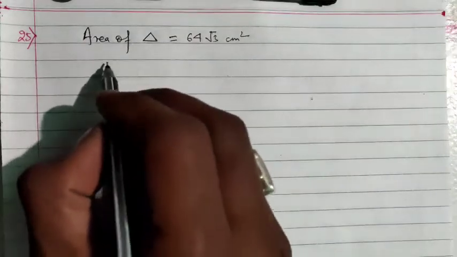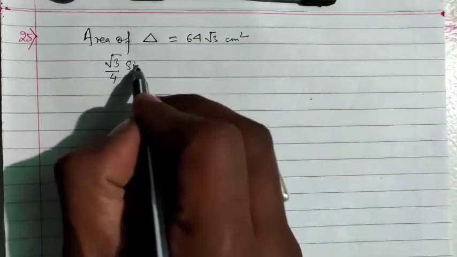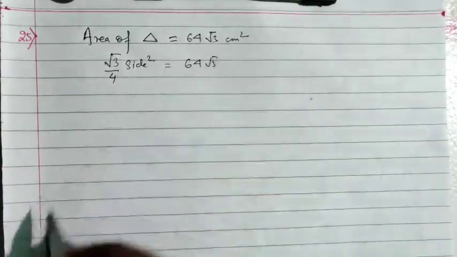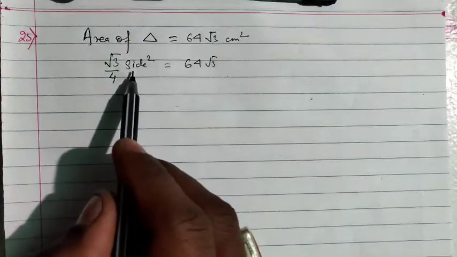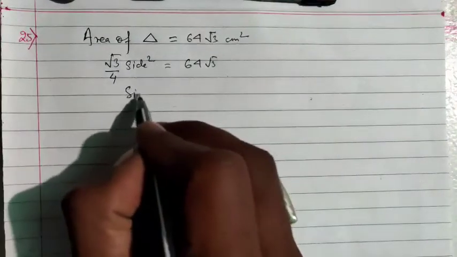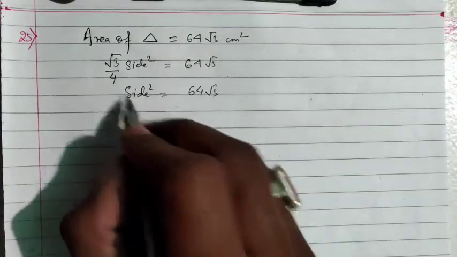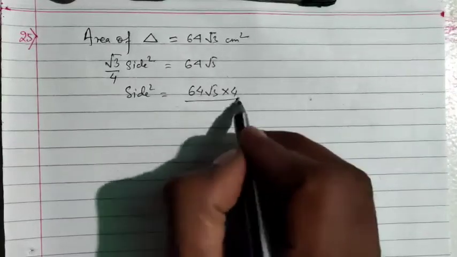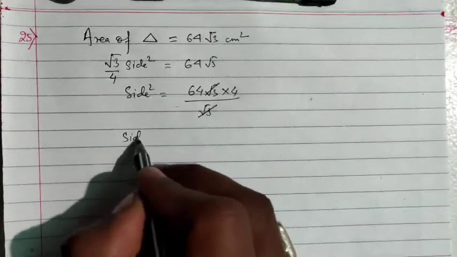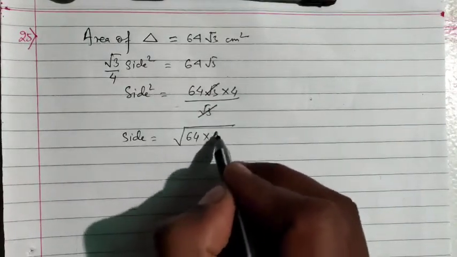And for the area of an equilateral triangle, we have just studied, the formula is root 3 by 4 into side square, which will be equal to 64 root 3. We have to calculate what? Side. For calculating side we have to remove this root 3 by 4 from here. We will write side square is equal to 64 root 3. This 4 will go up and this root 3 will come down. Root 3 cancels. Side is equal to root of this square. When it goes to this side, it will become root 64 into 4.